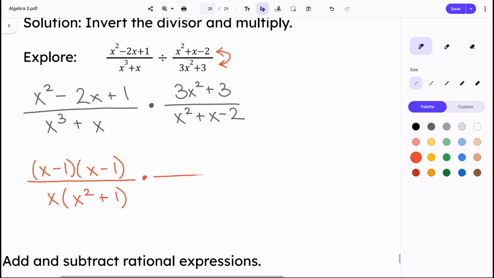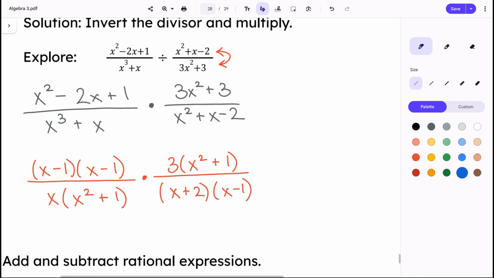Okay, on the other side, on the top, if we take a 3 out, what are we left with? X squared plus 3 or 1. Good. And the bottom? X plus 2 and x minus 1. Good.